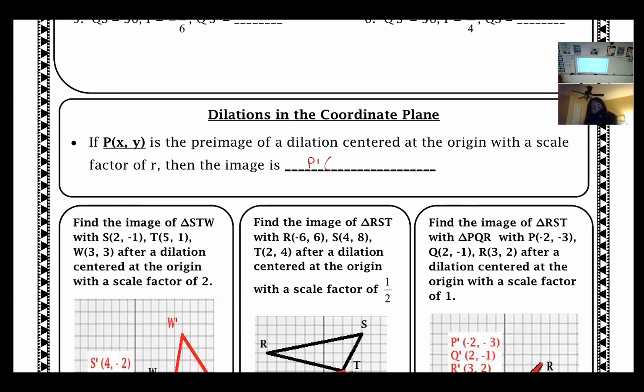So it's going to be R times X and R times Y. So whatever our scale factor is, we just multiply it into both.